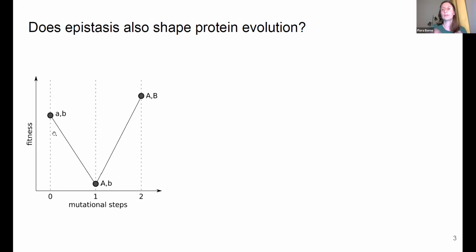So, for example, in this very simple cartoon, the y-axis represents the fitness, and you have these initial states with two loci A and B. And the effect of mutation A on the fitness will depend on the state at the locus B. So it can be either deleterious if you have a small b, or advantageous if you have this capital B mutation.